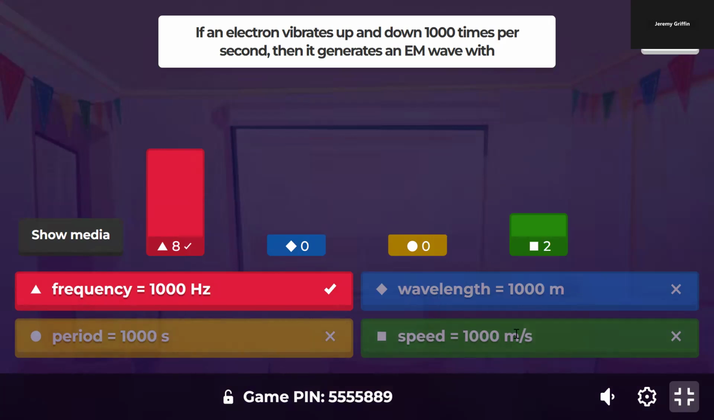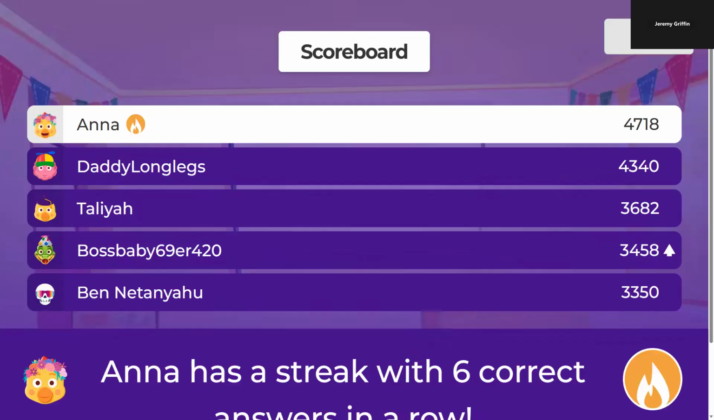What would the speed be? Yeah, speed of light, 3 × 10⁸ meters per second. Could you apply speed equals wavelength times frequency? You know the frequency, you know the speed of light, so you could solve for the wavelength. Speed equals wavelength times frequency. You can do that. Little equation.